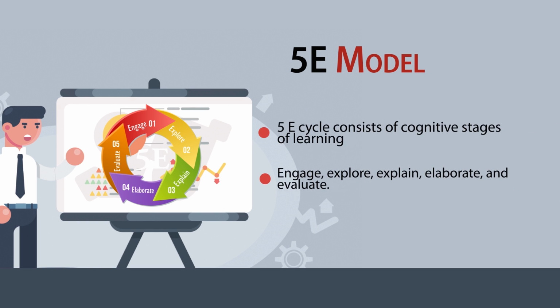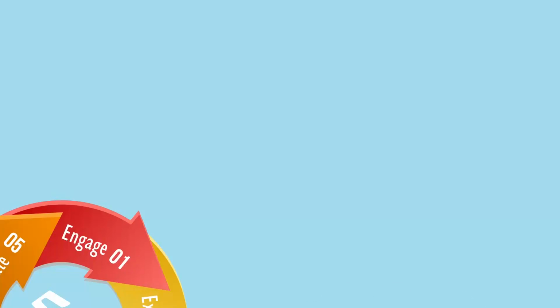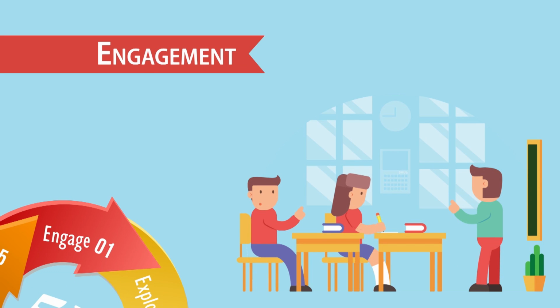The 5E cycle consists of cognitive stages of learning that comprise engage, explore, explain, elaborate, and evaluate. Please notice that all these words begin with E, hence the name 5E model. The first word is engagement.